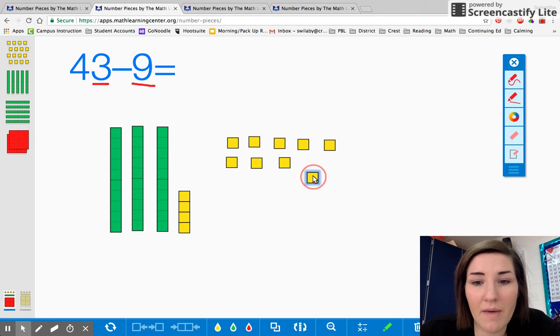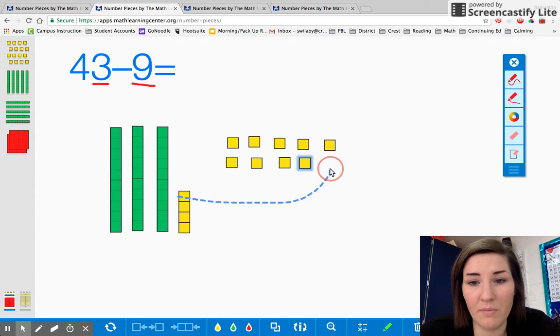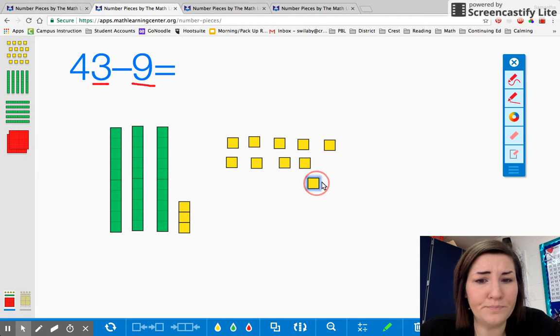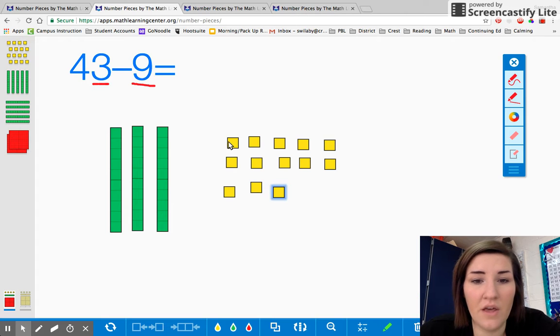I have the same amount total represented on my board. I just traded one of my tens to have more ones. So I still have 43. Let's take a look. 10, 20, 30, 31, 32, 33, 34, 35, 36, 37, 38, 39, 40, 41, 42, 43. So I still have 43 altogether.